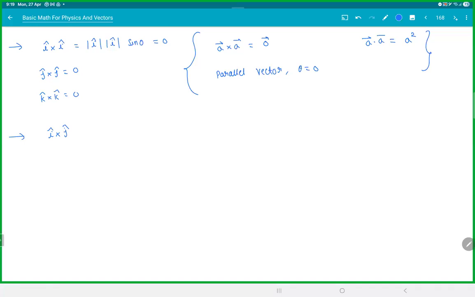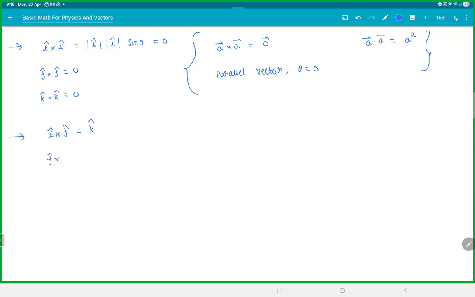Now, i cross j means what? Your right hand, which is on the x-axis, is moving towards your y-axis, isn't it? You're rotating towards the left. Then how is the direction? Thumb is pointing up. Everyone can see that when your right hand rotates towards the front, the direction is this way. Thumb is pointing up. So what is i cross j? i cross j is k cap. So when i goes towards j, you get a k cap.